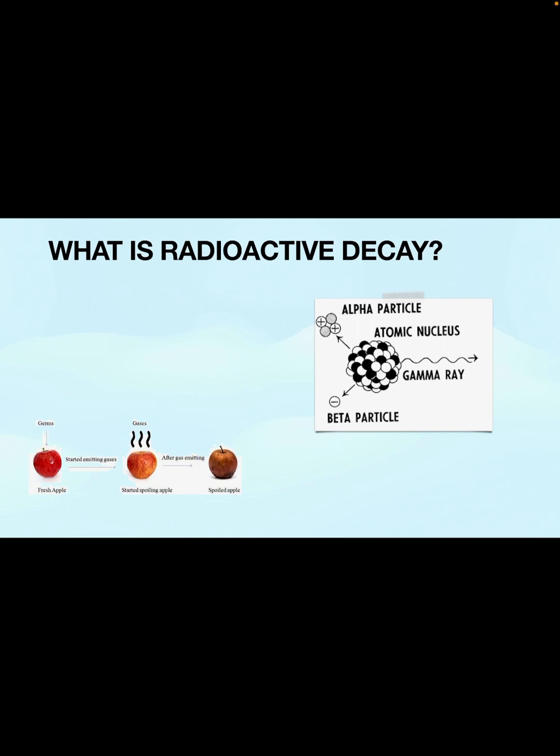Look at the screen on your left hand side. You can see a fresh apple which has started to spoil, and after some time, after emitting various things, gases, and then there are germs, it gets spoiled. So this whole process is called decaying. Similarly, in atoms also this process takes place.